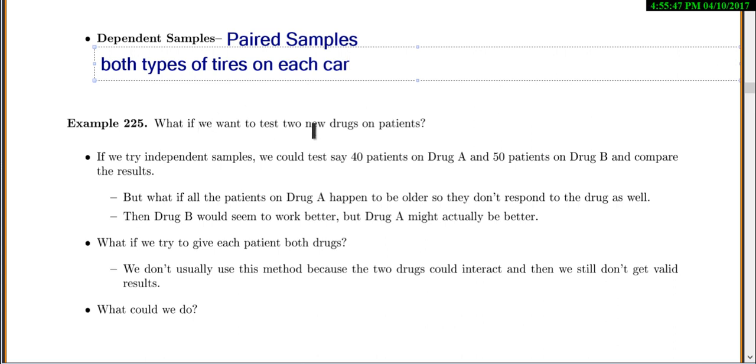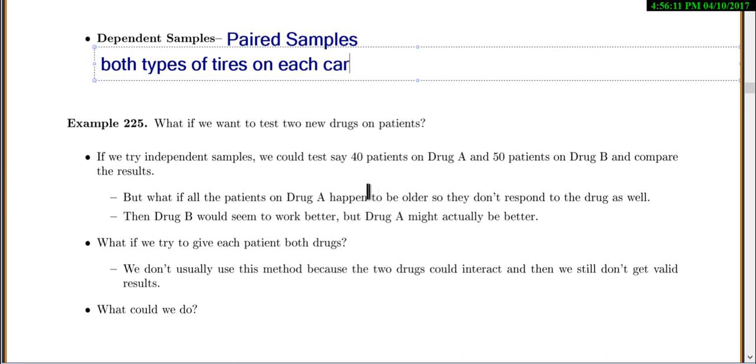What if you wanted to test 2 new drugs on patients? Well, if we tried independent samples, we'd test, say, 40 patients on drug A, 50 patients on drug B, and compare the results. Now notice here that I'm not making sure that my number of patients is the same in each group, and that's okay. Really, in practice, lots of times you have slightly different numbers in each group just due to various reasons.